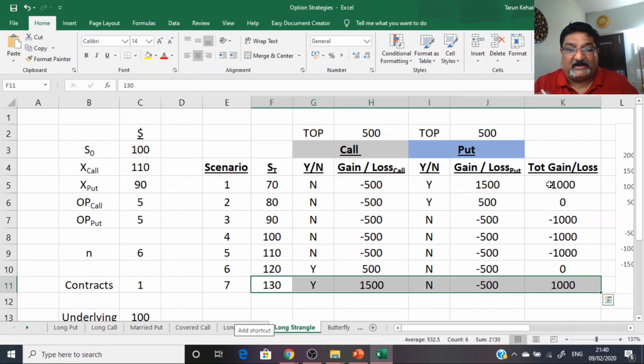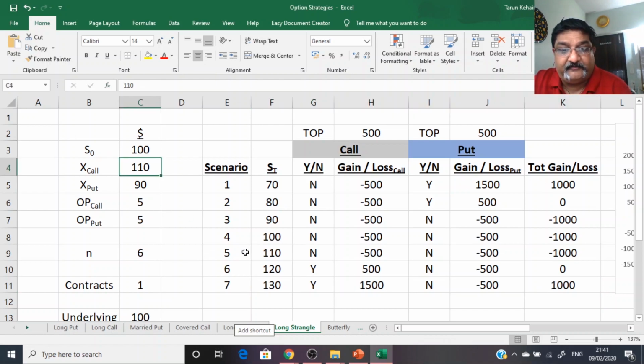Let's look at the 130 scenario. What happens when the stock price at expiration is $130? If your stock price at expiration is $130, will you exercise the call option? The answer is yes. You can buy it at a cheaper price of 110 when the stock price is 130. So you gain a profit of $20 per security into 100. So that is $2,000 minus your option premium of 500. So your net gain on the call option is 1,500.